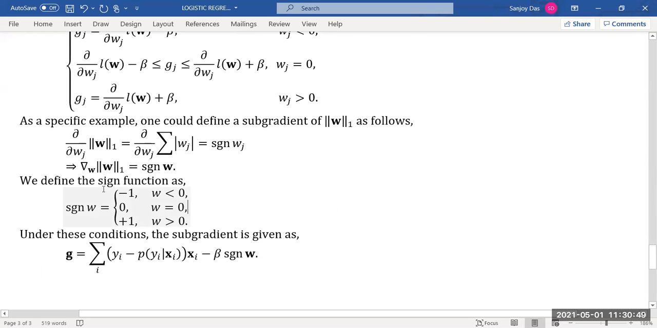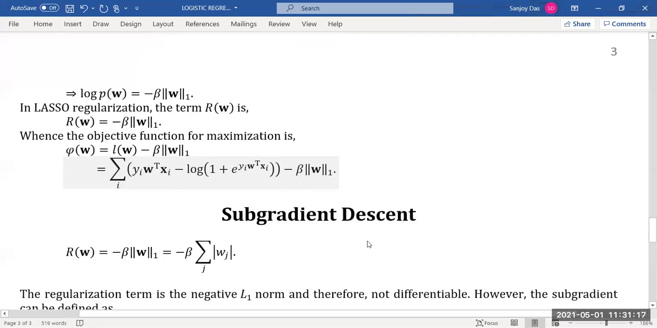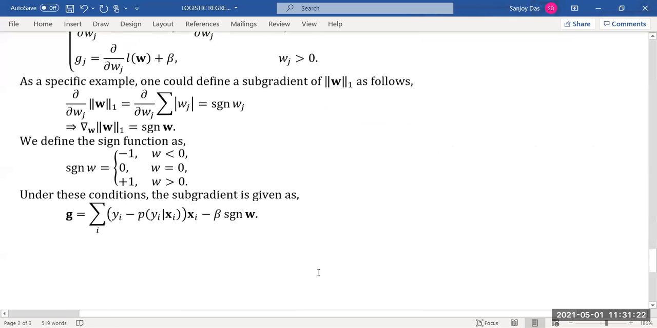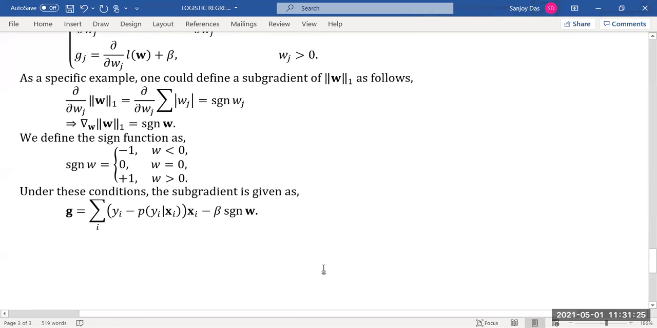So the derivative of the L1 norm of W is simply defined as the sign of W, where the sign function is negative 1 when W is less than 0, 0 when W is equal to 0, and plus 1 when W is greater than 0. And this is the expression for the subgradient of the loss function. Are you guys good with this?